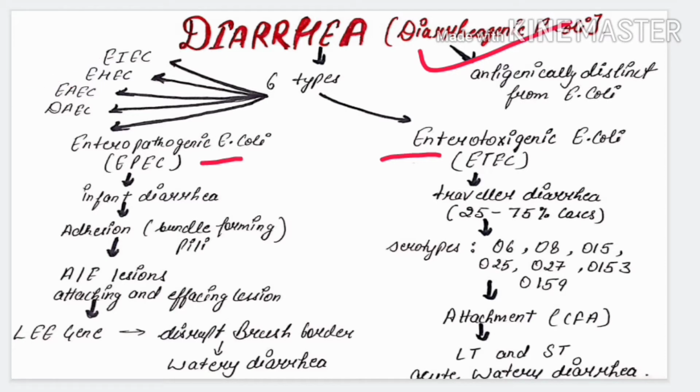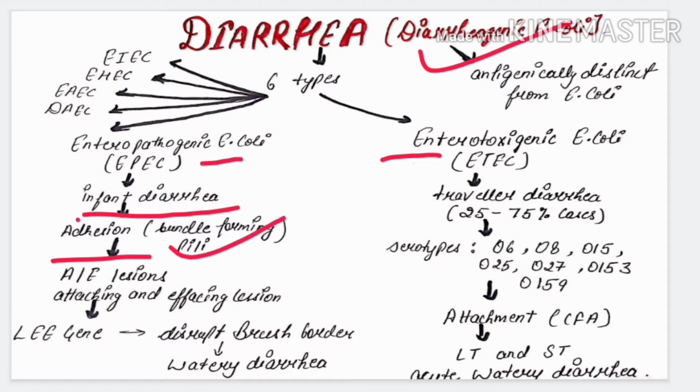First we will go through the Enteropathogenic E. coli. As the name suggests, it is pathogenic. It will neither produce toxin nor is it invasive. It is only pathogenic. It causes infant diarrhea. Now we will discuss its mechanism of causing diarrhea. First, it will enter into the body of the host. It will adhere to the intestinal mucosa with the help of bundle forming pili and produce AE lesions.